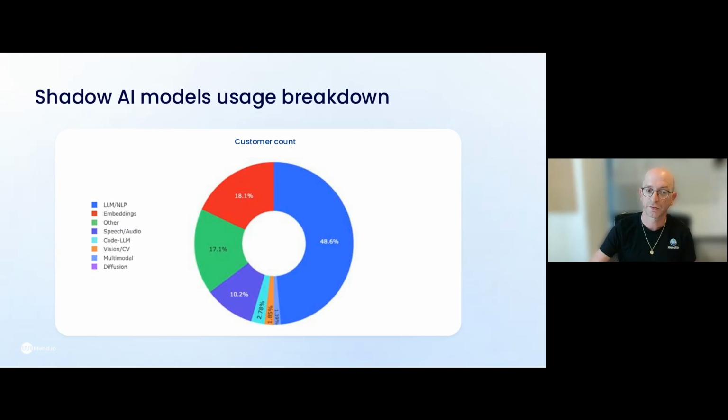We see a lot of usage of embeddings. This means that they are using RAGs. Basically, they incorporate their own data into the models, which again brings a lot of risk, because suddenly sensitive data may be exposed to these LLMs that, as I mentioned, are unpredictable. And we see some other types of LLMs.